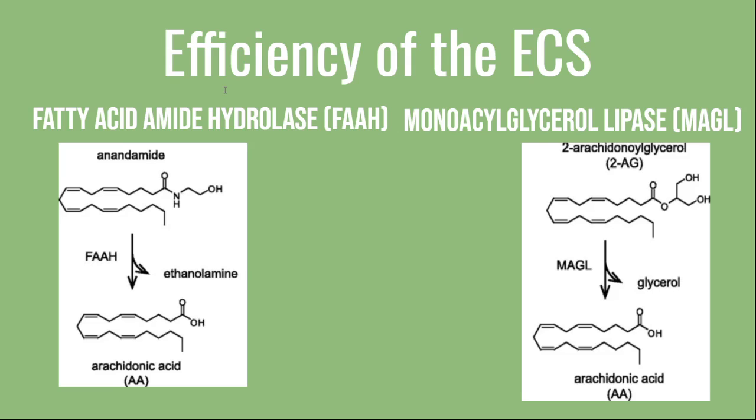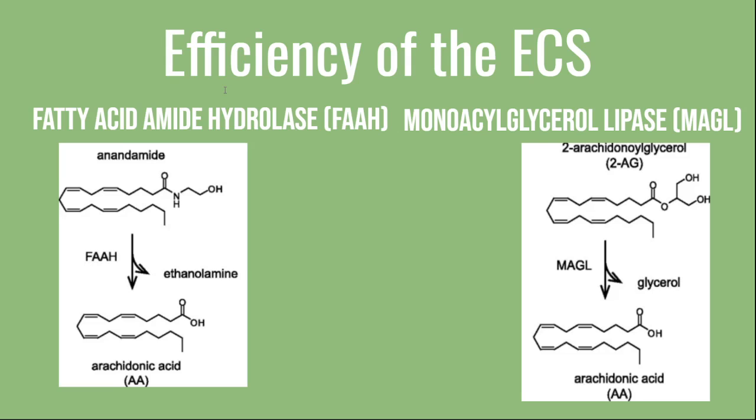Now let's talk about the efficiency of the endocannabinoid system. The endocannabinoid system is everywhere in your body. Wherever you point, you're either going to have a receptor or a couple cannabinoids floating through the blood. Our body is able to synthesize and degrade cannabinoids very quickly. On the charts, you can see anandamide is degraded by fatty acid amide hydrolase, and 2-AG is degraded by monoacylglycerol lipase. Both of these reactions produce arachidonic acid and two different byproducts.